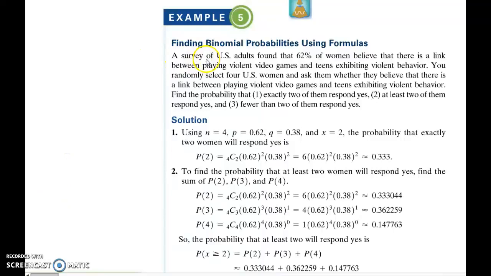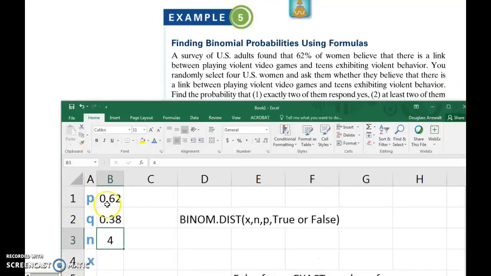So a survey of U.S. adults found that 62% of women believe that there is a link between playing violent video games and teens exhibiting violent behavior. You randomly select 4 U.S. women and ask them whether they believe that there is a link between playing violent video games and teens exhibiting violent behavior. And always start off each problem by identifying these values.